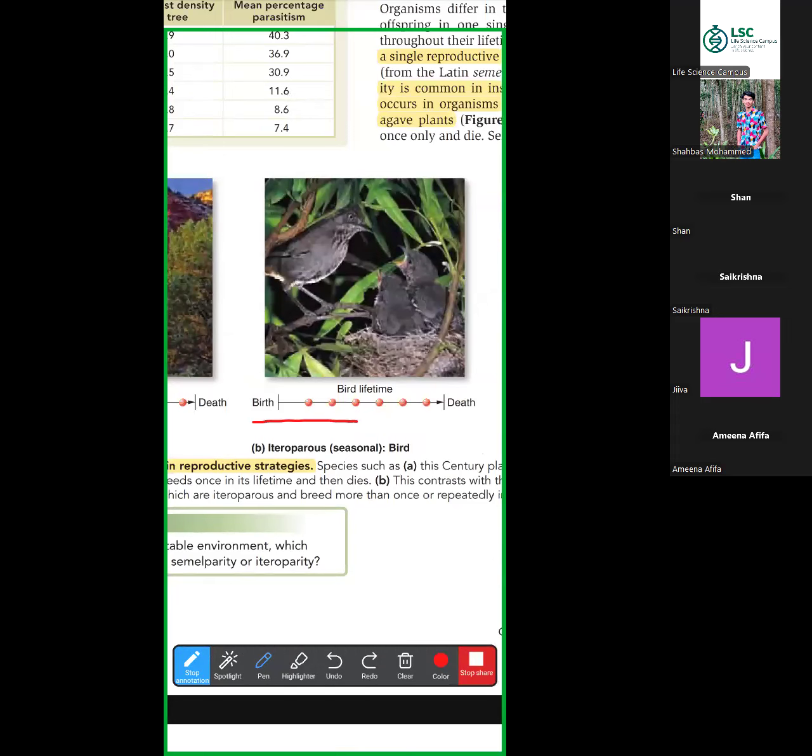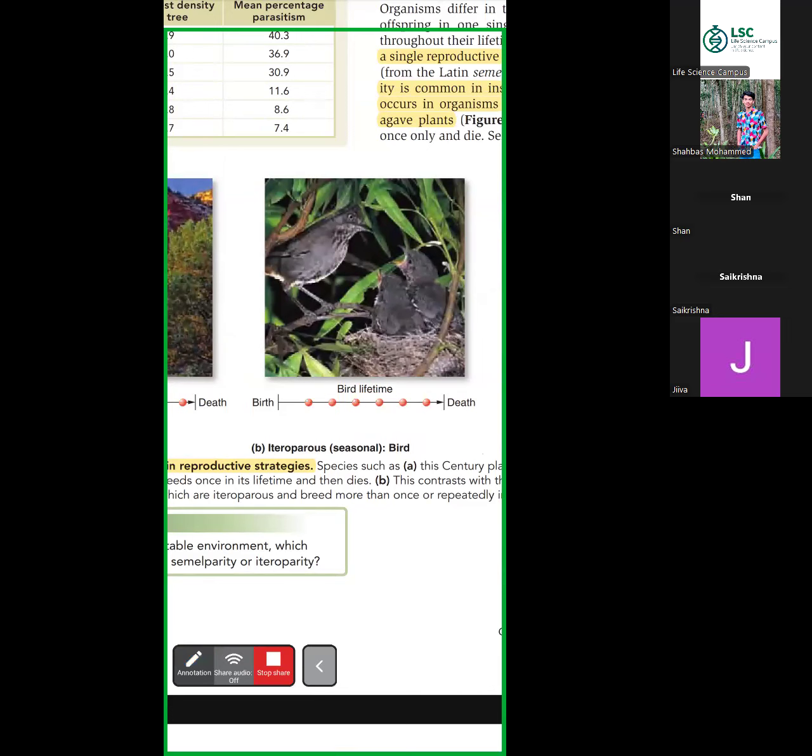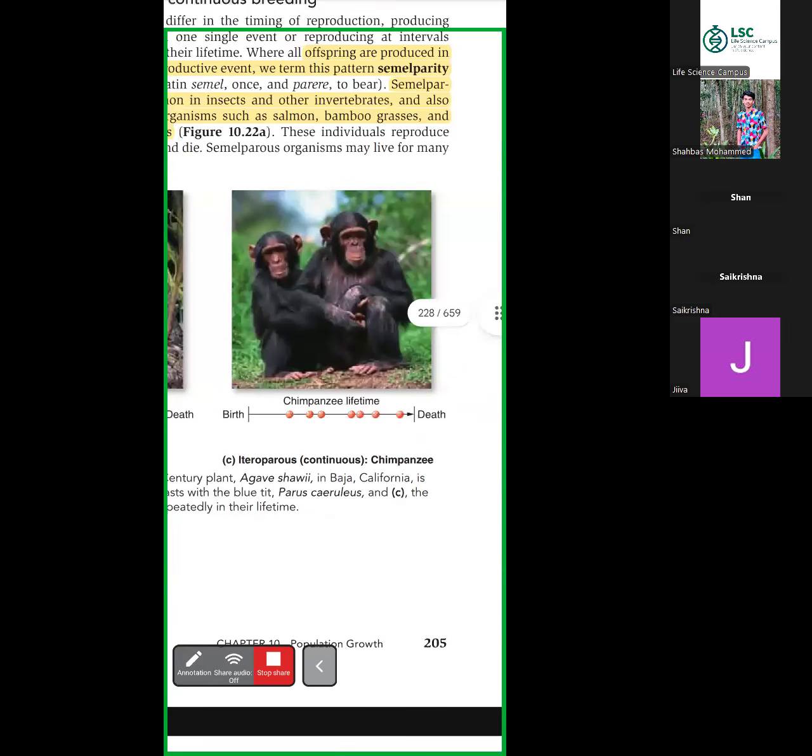These birds exhibit geometric growth because they are seasonal breeders or periodic breeders. So periodic breeders exhibit geometric growth. In the case of chimpanzee and mammals, that is continuous breeders, they will exhibit exponential growth.